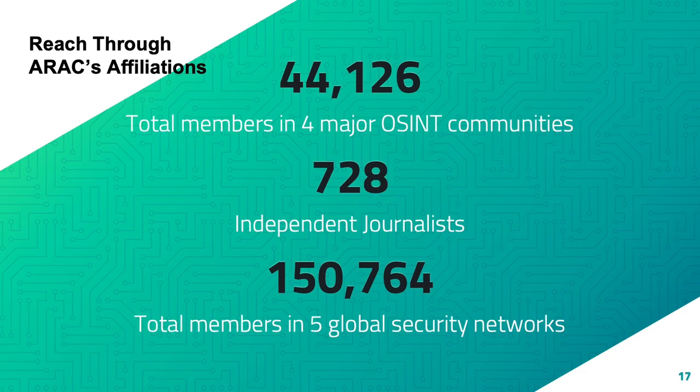Here we're just showing you some numbers from the different communities that we are affiliated with and some of the people that we serve, the OSINT communities, the independent journalists, and the global security networks that we are affiliated with. There's a lot of numbers there and a lot of people that can be reached. And this is, again, where implementing positive peace into our workflow was highly instrumental in getting some critical information out to our networks.